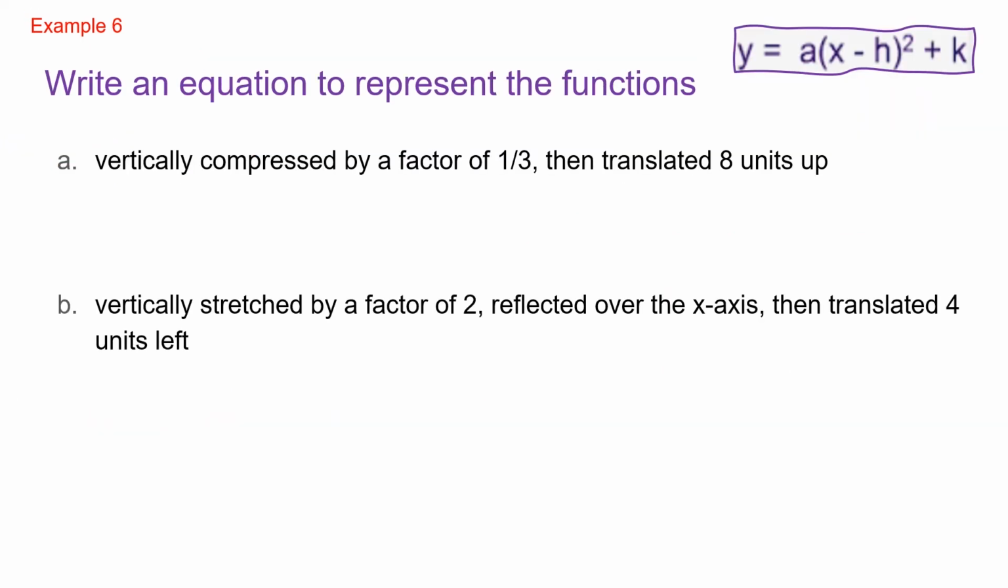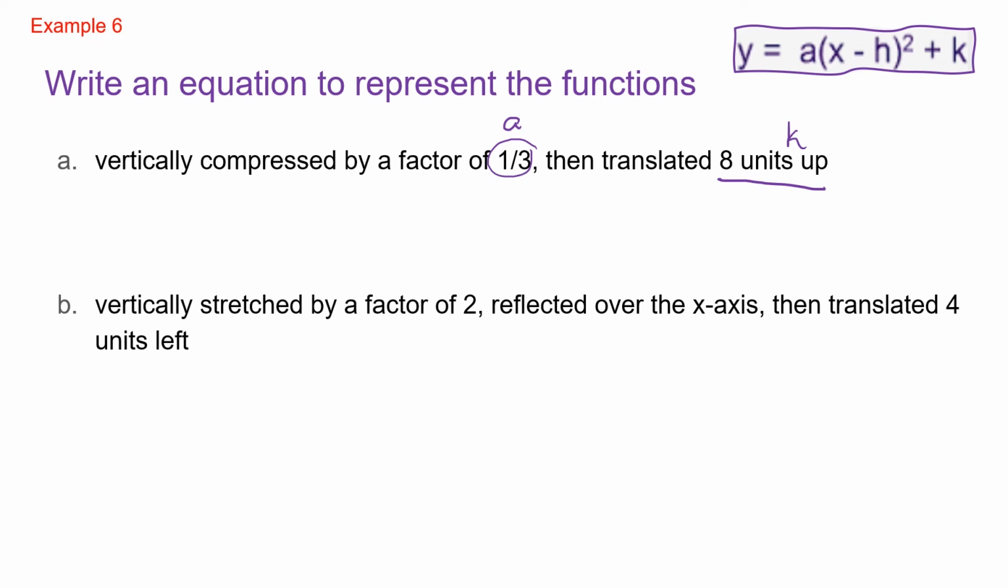Alright, so these are the last 2 examples I'm going to do with you before I have you try some problems on your own. So for these last 2, we want to write an equation to represent the functions. So for a, it says this graph is vertically compressed by a factor of 1/3, so that is our a. Then it is translated 8 units up. So remember, up and down, that is our k value.